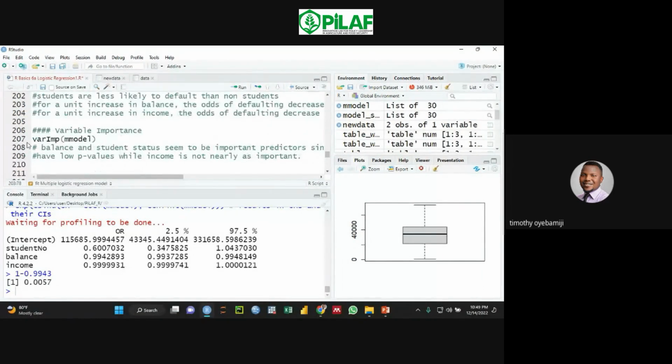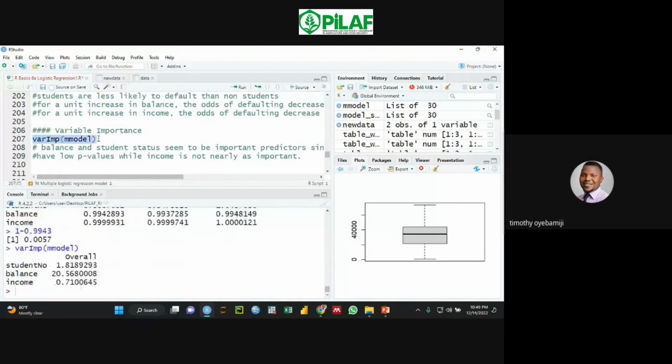Now, for the variable importance, I said varImp is a function from caret. If you run it, it lists the variables by their importance, giving each a value. The highest value is the most important. Like we've seen, balance is very important, followed by whether a person is a student or not. The least important is income. So as a bank, when someone comes, the first thing we look at is the person's balance. Maybe balance shows how the person has been saving up, how disciplined the person is. I'm not sure, I'm trying to explain the data.